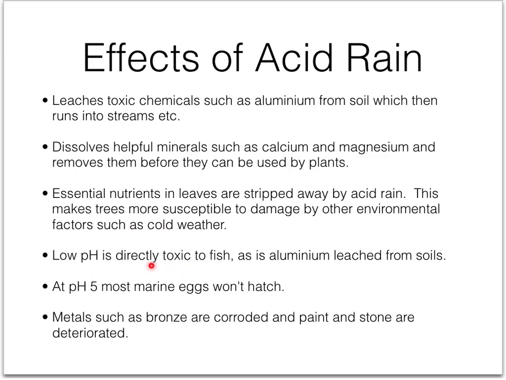Low pH is directly toxic to fish. At pH 5, most marine eggs won't hatch. So we're talking about eggs being made out of calcium carbonate, and if we've got acidic water reacting with the calcium carbonate, that means we've got very weak eggs. Metals such as bronze are corroded, so historic statues and things like that are being damaged by acid rain. Paint is damaged by acid rain, and stone, particularly things like limestone or marble, are literally eaten away, deteriorated by acid rain.